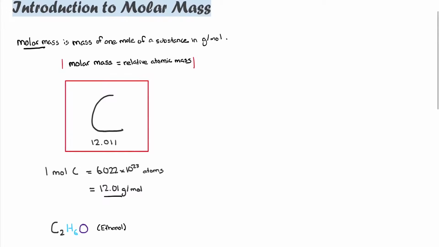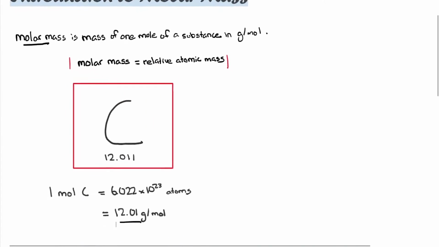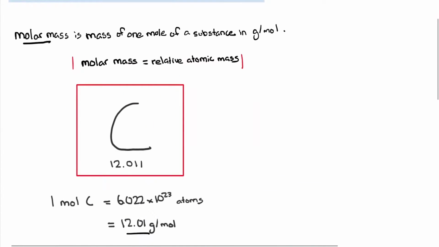Welcome! In this video, we'll be going over a brief introduction to molar mass, what it is, how we use it, and go over a few practice problems. Let's get into it. First of all, we can define molar mass roughly as the mass of 1 mole of a substance in terms of grams per mole. Tying it back to our previous video where we discussed the mole is Avogadro's number of chemical entities.